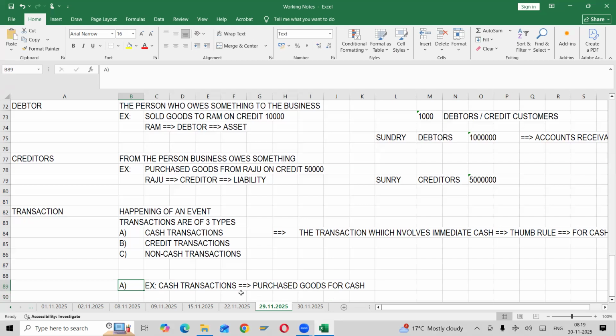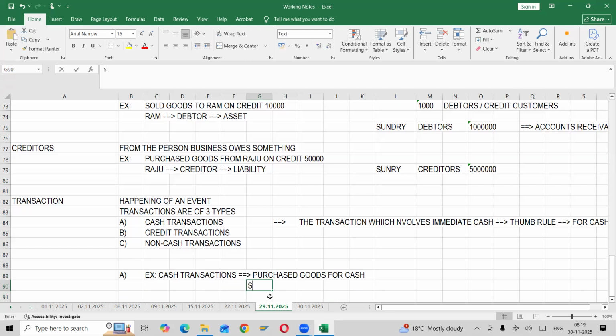What we did, we purchased goods for cash. What kind of transaction is this? The immediate transaction, cash transaction. Cash transaction. Next one.